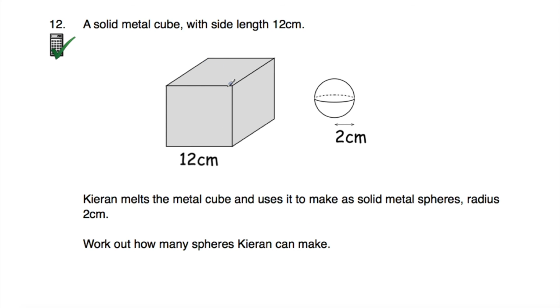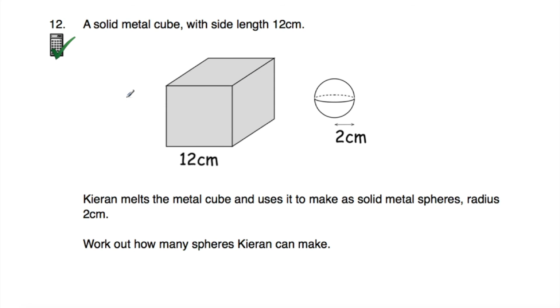Okay, so what we're going to need to do in this question is find the volume of this cube, because that'll tell us the volume of metal. So in other words, whenever we melt it down, how much metal is there in centimeters cubed. And then we can find the volume of the sphere, and then divide the total volume of metal by the volume of the sphere to find out how many spheres he can make. Now obviously if there's a decimal number, he can't round up, he can just make that many spheres. So let's have a look at it and see what we get.